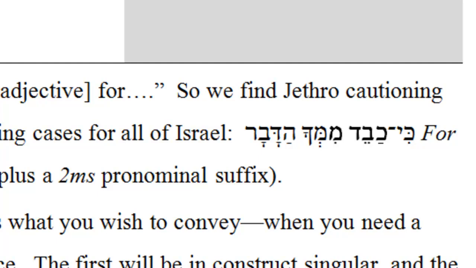You won't encounter this idiom often, but tuck it away. Just try to keep in mind that it does exist, and that will explain some translations that you'll come across when you're reading the Hebrew Bible.